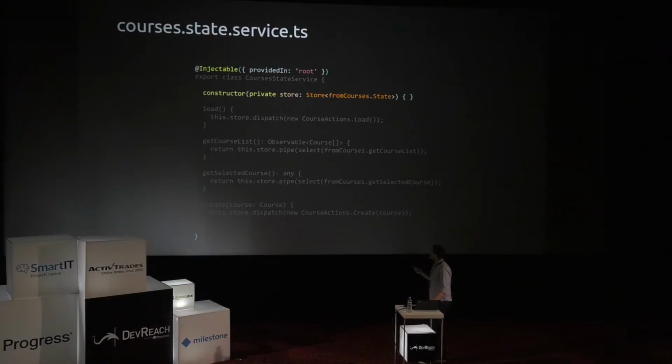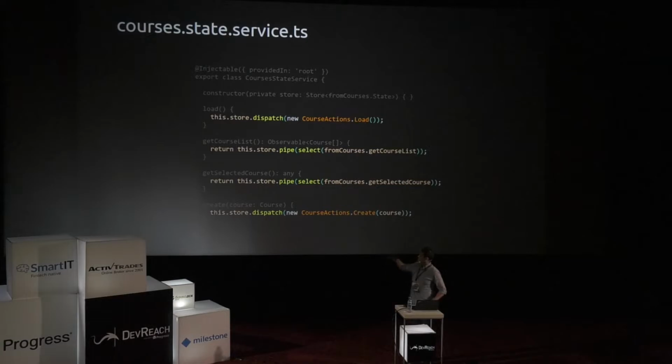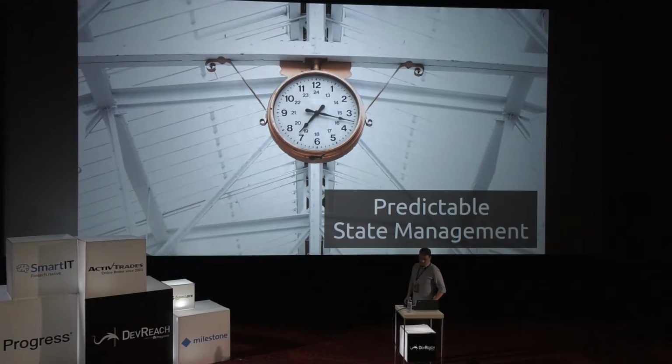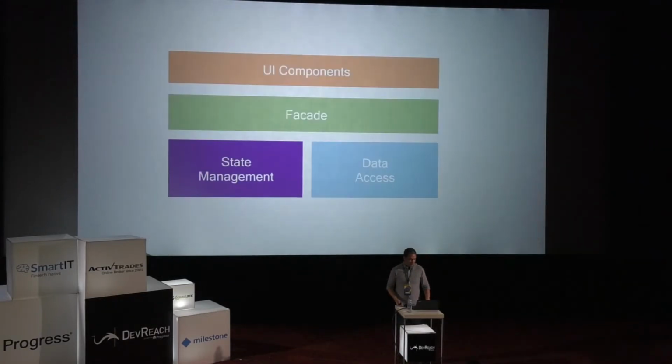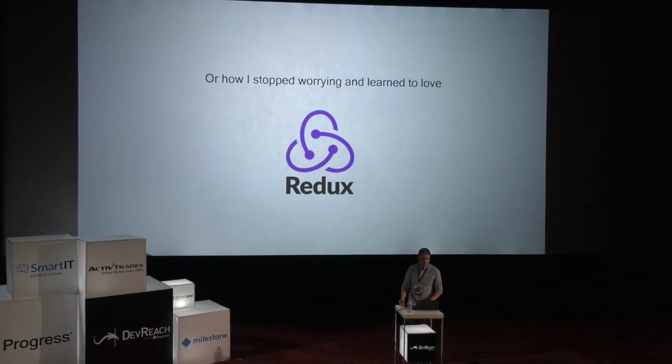So again, we inject our store into our state service, and we interact with the store of our application using this state service. Of course, in a large-scale app, you might segment it. You might have several services to interact with the state, but that's not the case for our demo today. So we want predictable state management, and what do we mean by that? This is the bottom left rectangle of our diagram. So I want to talk to you about Redux.